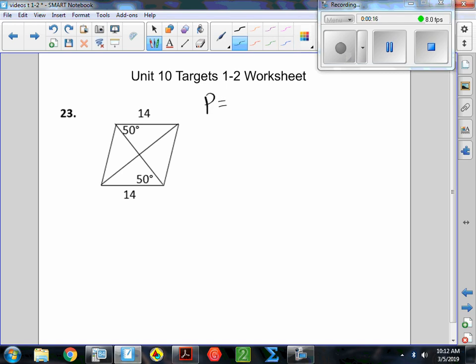Perimeter is going to be 14 4 times. 14 plus 14 plus 14 plus 14. So 4 times 14 is going to be 56 units, and perimeter's done.